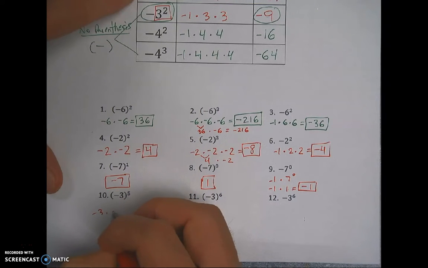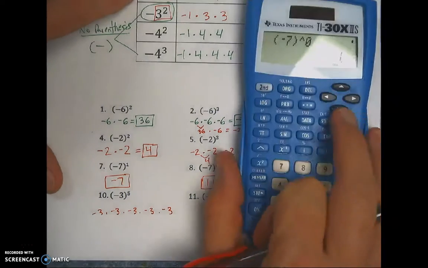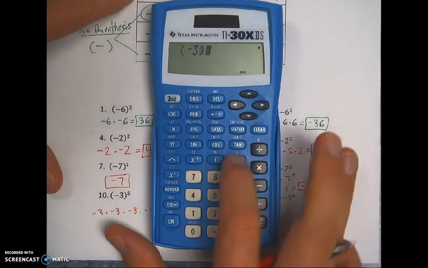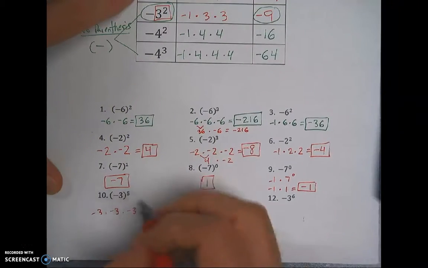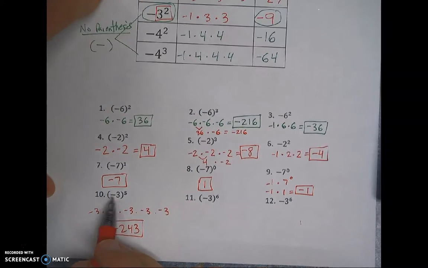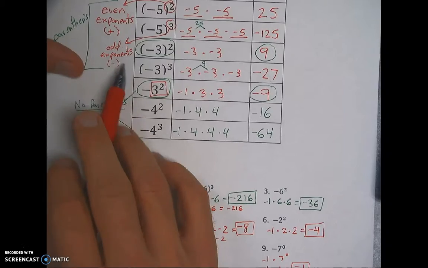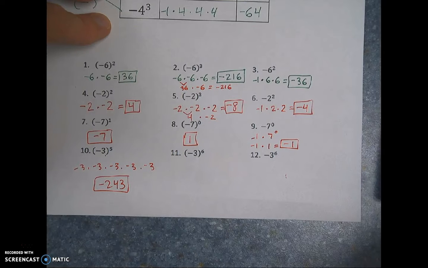This is -3 times itself 1, 2, 3, 4, 5 times. Okay, but can I do this in my calculator? Yes. So let's try it. Open parentheses, -3 raised to the 5th power, -243. Double check your answer. Does it make sense? We had parentheses and an odd. If you slide up, parentheses and an odd exponent should be a negative answer. So we're good. The next one, we have parentheses and an even.